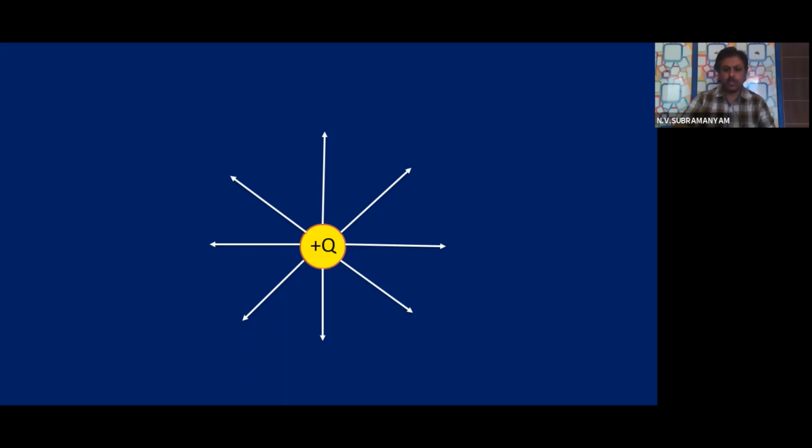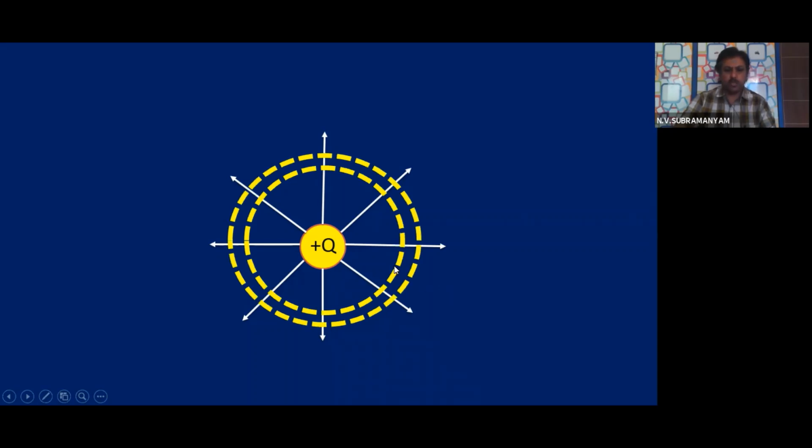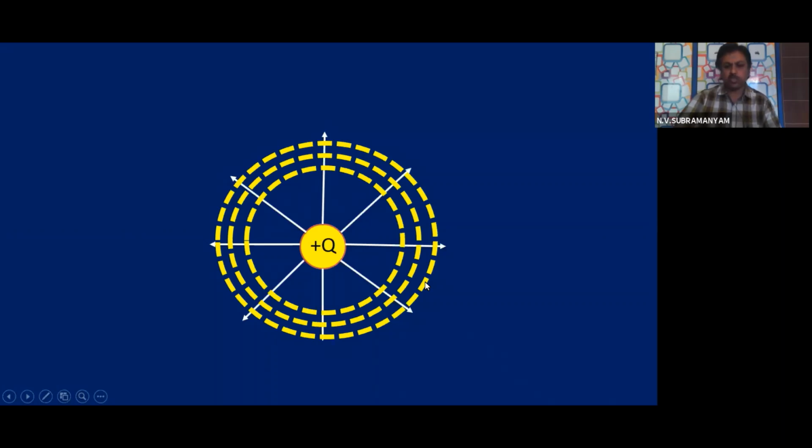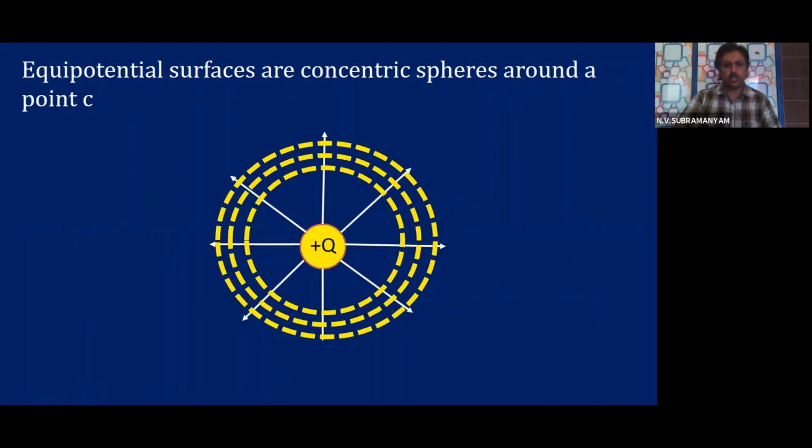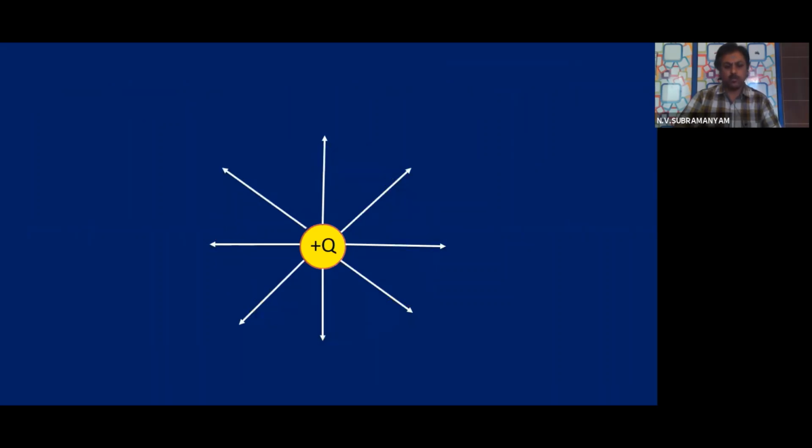So if you are taking a charge, as I am showing on the screen, you are able to see one sphere around this particular charge. This is an equipotential surface. Similarly, the second sphere is also an equipotential surface. The third sphere is also an equipotential surface. Like this, the equipotential surfaces are concentric spheres around the point charge. So let us continue.